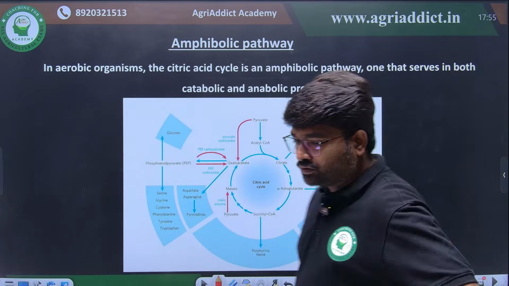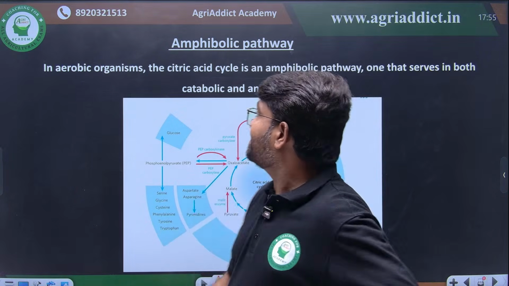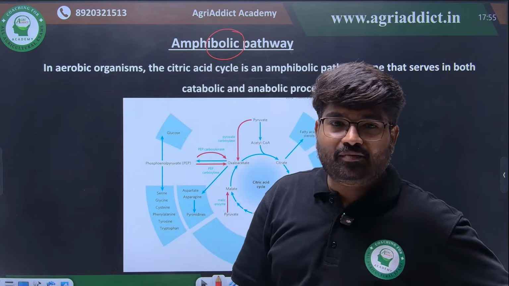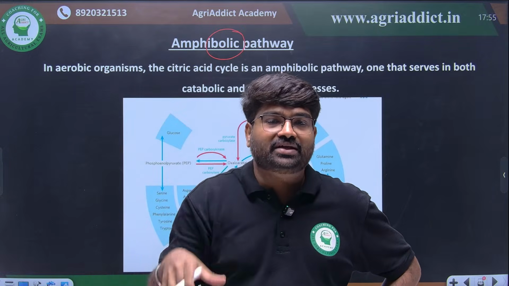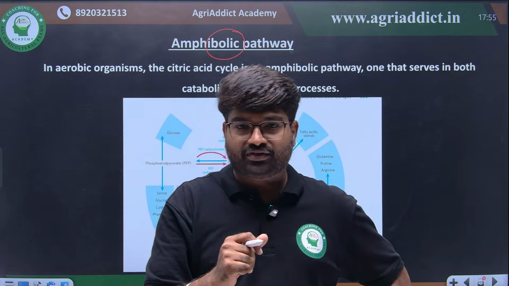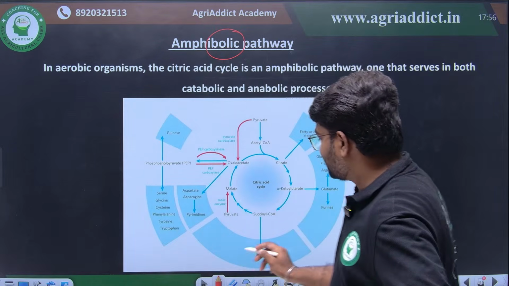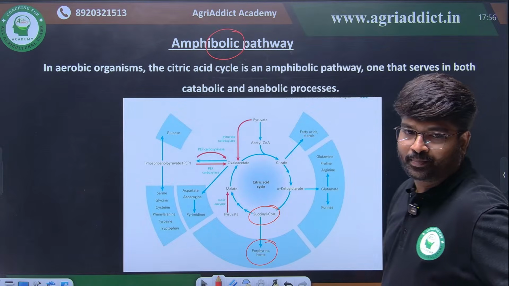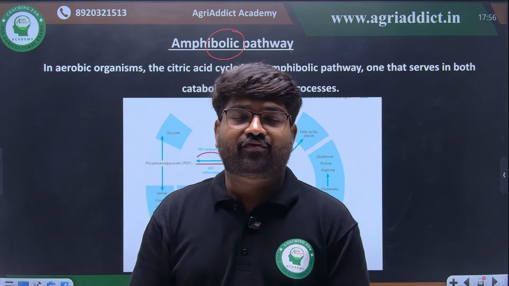Now, we can call this citric acid cycle an amphibolic pathway. Why? Because the intermediates of the TCA cycle can be utilized as substrates for the synthesis of other biomolecules. For example, succinate can be utilized for the synthesis of porphyrin and heme compounds. Like this, substrates will be taken away from the pathway.